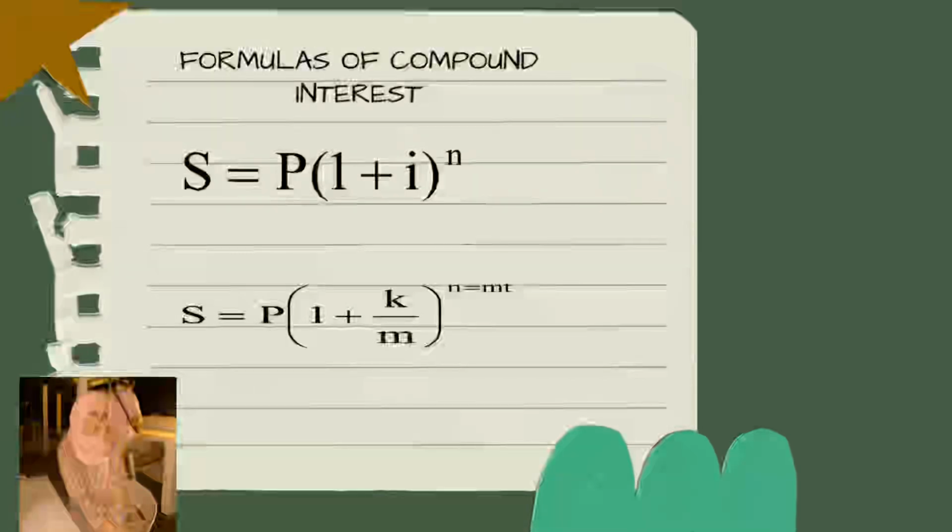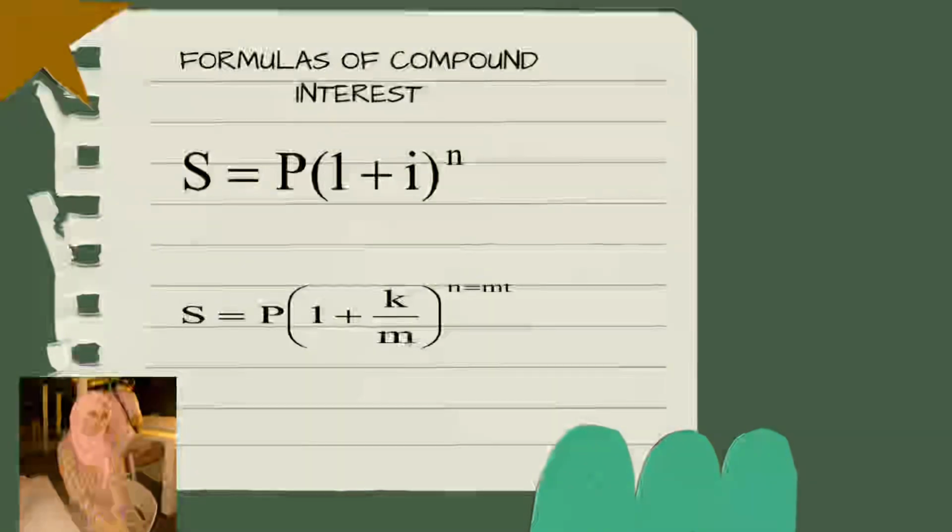Before solving the questions, let me first explain the formula I use. We use the compound interest formula, which is written as S equals P times open bracket 1 plus K over M close bracket raised to the power of MT. Now, let me briefly explain what each symbol means.